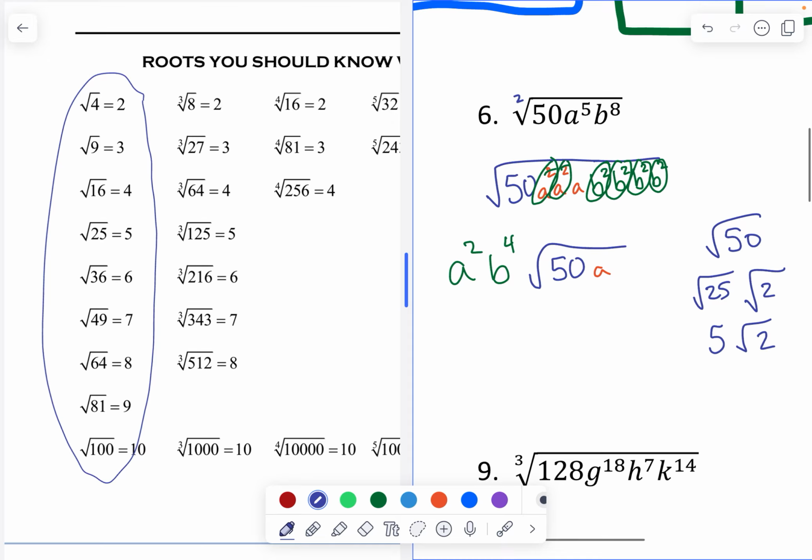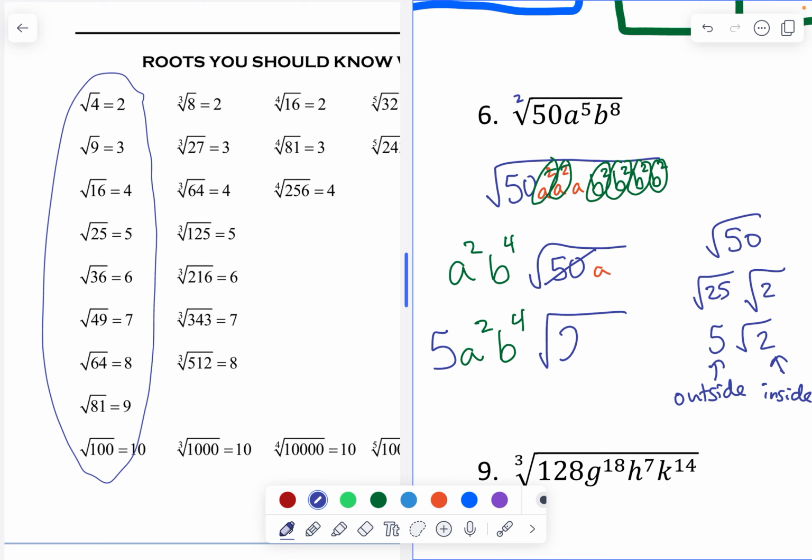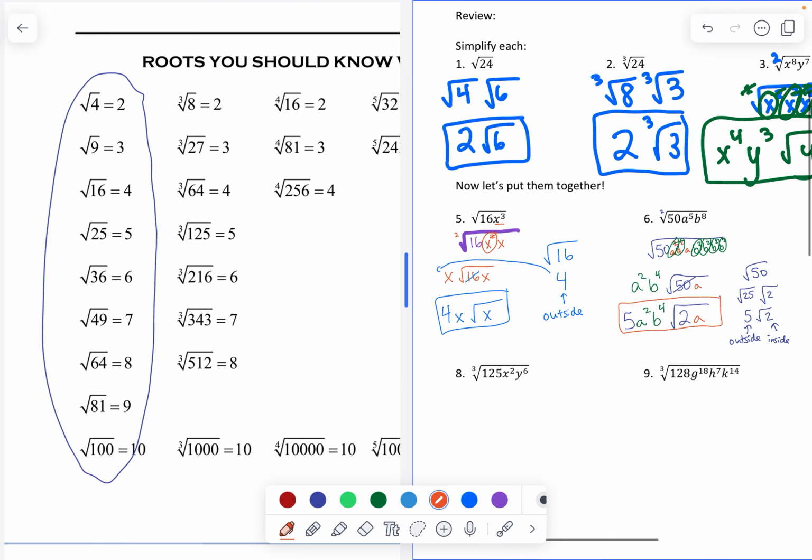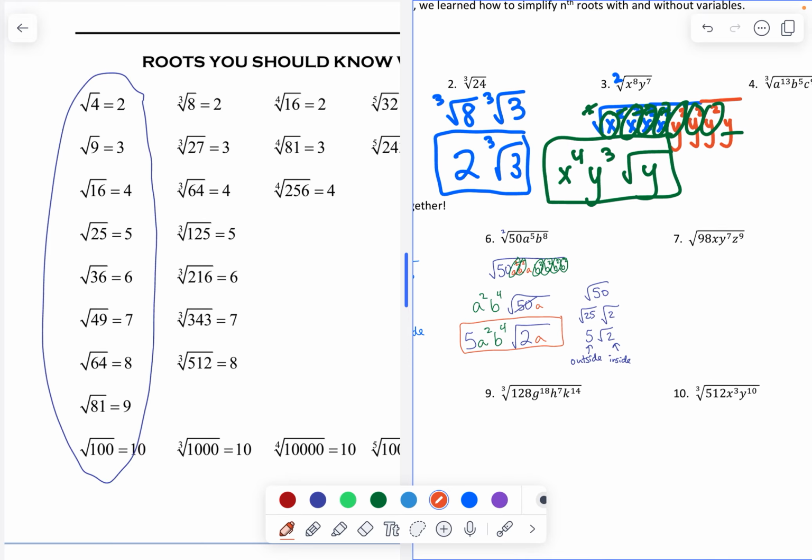Okay, so now here's where you have 2 different numbers. So the 5 is outside the root, and the 2 is inside the root. So when you go to write your answer, you don't have the 50 anymore. You put the 5 outside, and then you can do your a squared, b to the 4th. And then you have your square root. There's a 2 inside, and then that a. Okay, so do the letters, do the numbers, and then put them together. Figure out what goes outside, what goes inside. Okay, so that's 2 examples of square roots.